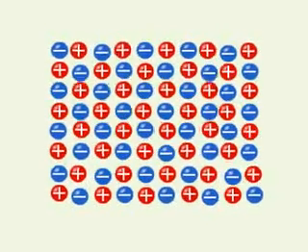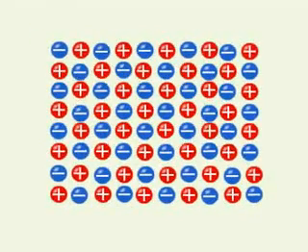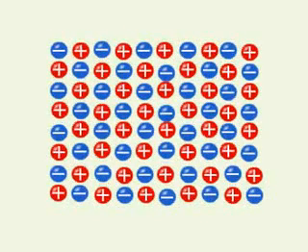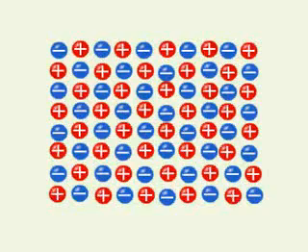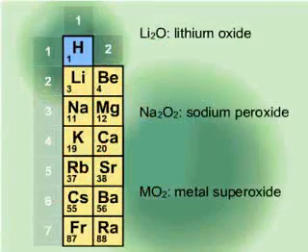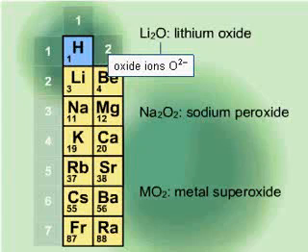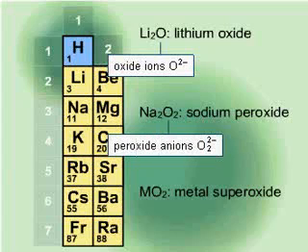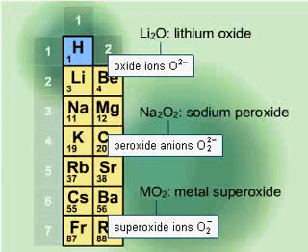All these compounds form ionic crystal lattices consisting of metal cations and appropriate anions. Oxides as crystals contain oxide ions, O2-, peroxides have peroxide anions, O2 2-, while superoxides contain superoxide ions, O2-.